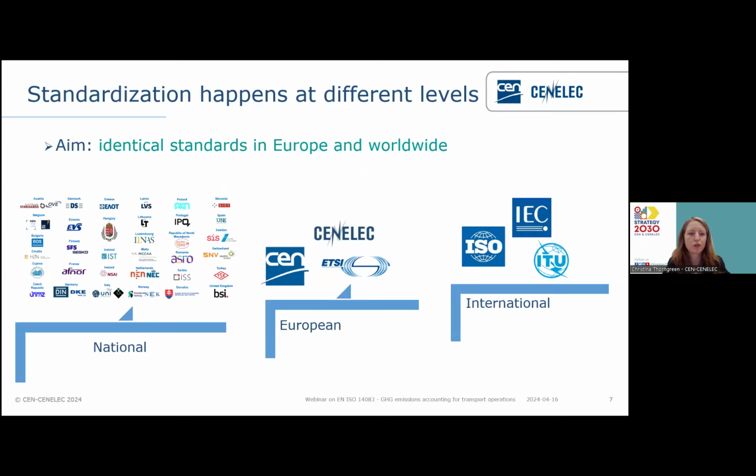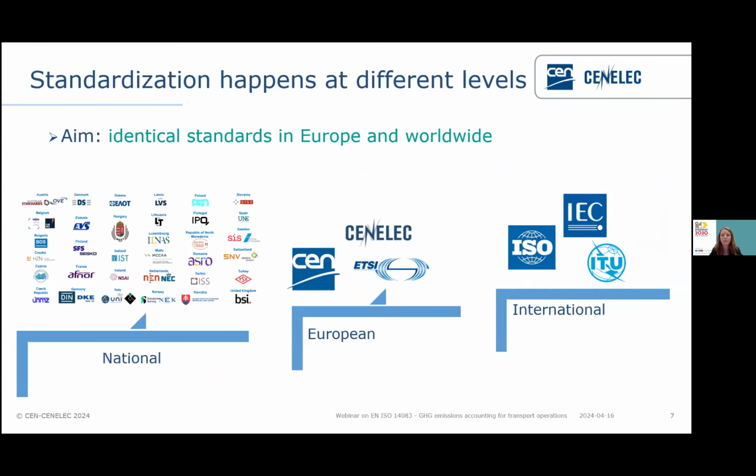So just to show you the players in the field, we have different levels of standardization. We have international, which is the International Standards Organization and the International Electrotechnical Commission. And they are then mirrored at the regional or European level with CEN together with ISO, and then CENELEC, the counterpart of the IEC. CEN and CENELEC are made up of national standards bodies, which you can see on the left here. So all 34 European countries are represented. Also good to know that all CEN members are members of ISO, and CENELEC members are members of IEC. And we aim to have identical standards, whether at European level or worldwide.